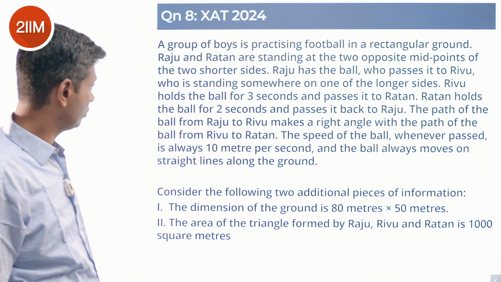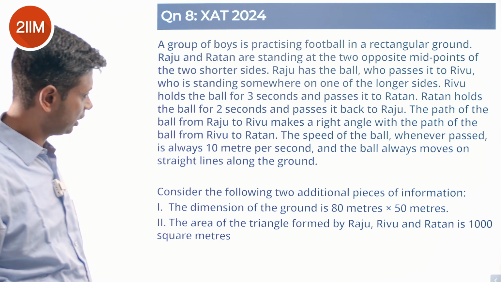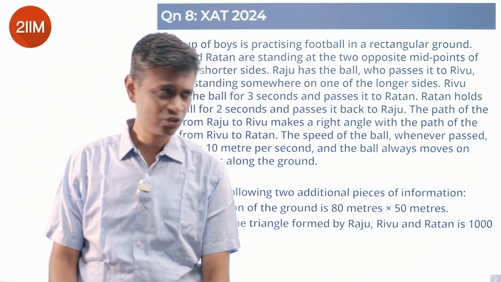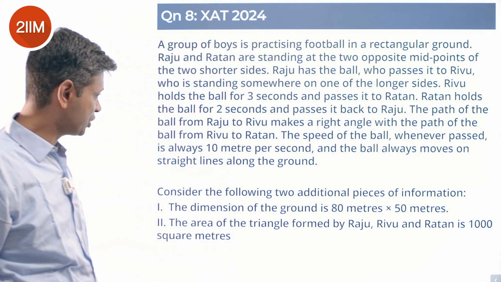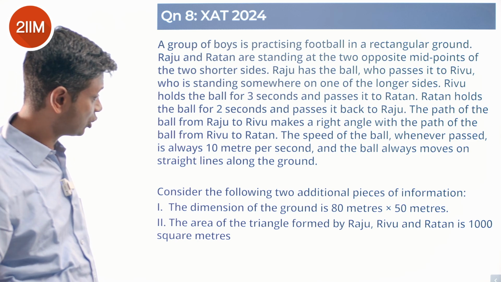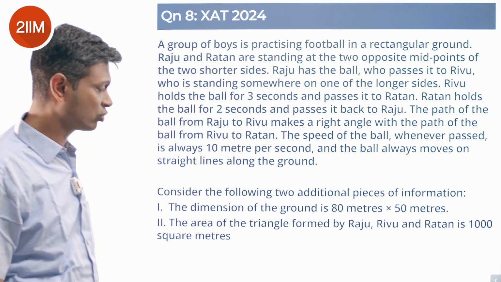The speed of the ball whenever passed is always 10 meters per second, and the ball always moves on straight lines along the ground. Nice, interesting. Consider the following two additional pieces of information. The dimension of the ground is 80 by 50. The area of the triangle formed by Raju, Rivu and Ratan is 1000 square meters.